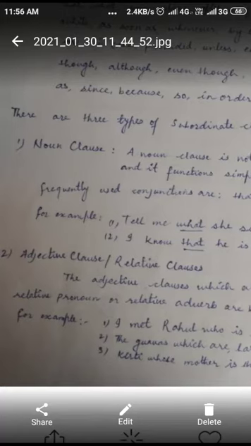I think noun clause is understood. If there are conjunctions what and that, you can easily understand that this is a noun clause. Sometimes they are also conjunctions. They also come under the category of relative clause, but you can understand it easily.